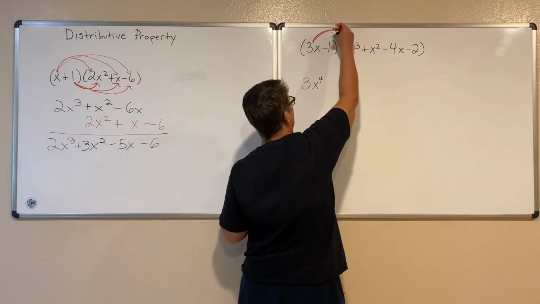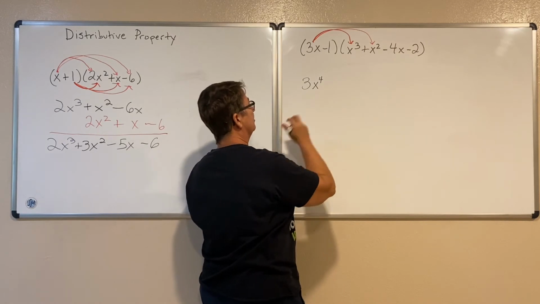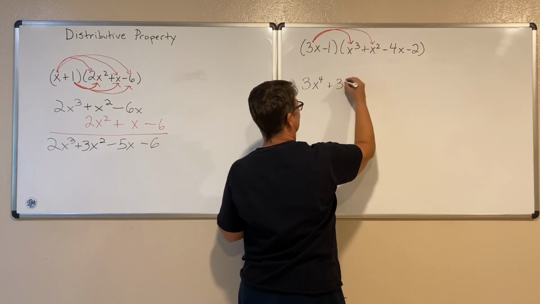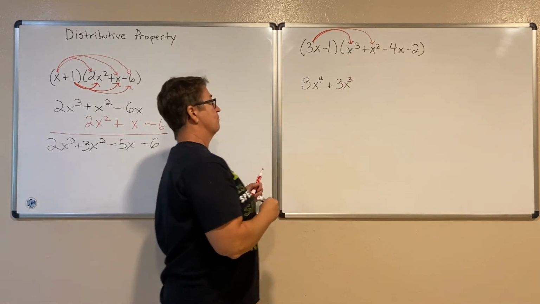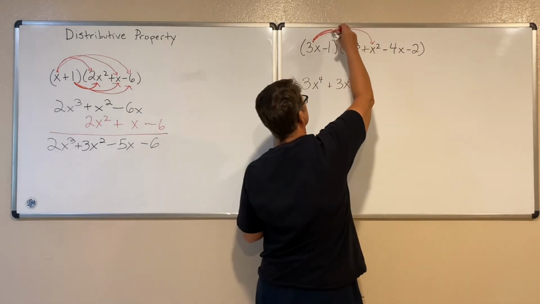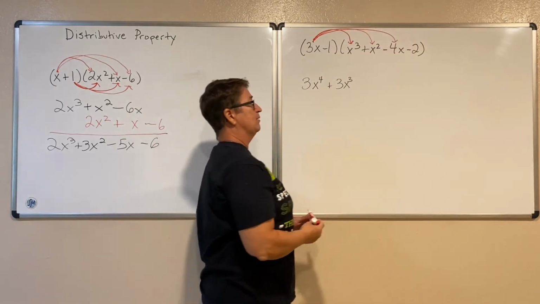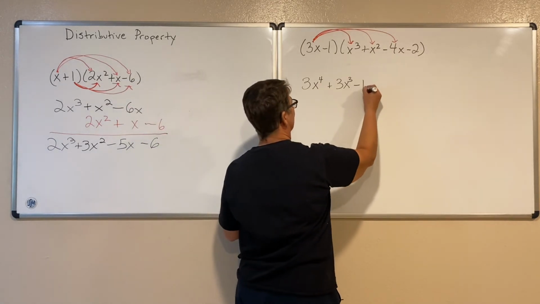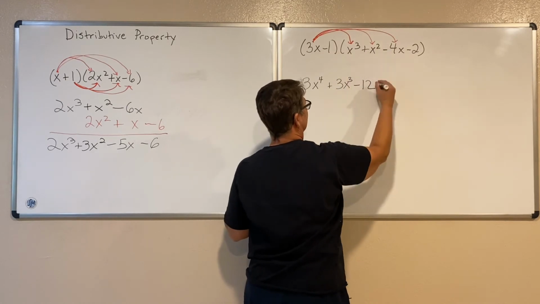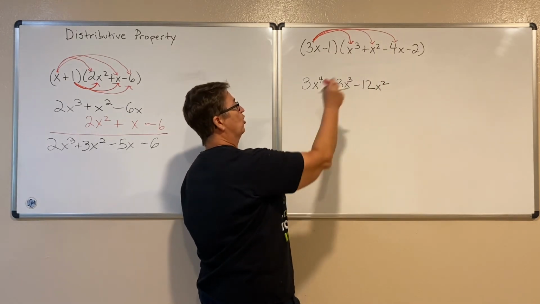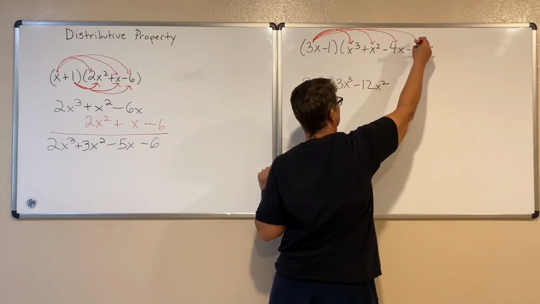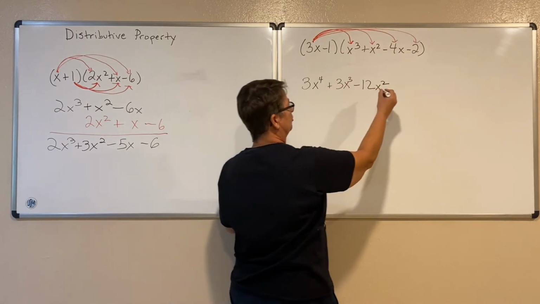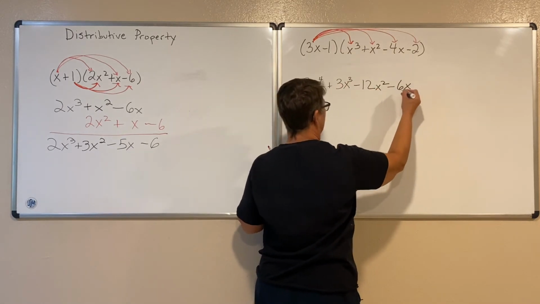Now this 3x has got to multiply times the x squared. So 3 times 1 is still 3. X times x times x is x cubed. This 3x is going to multiply times the negative 4x. Well, 3 times negative 4 is negative 12. And x times x is x squared. And one last term for the 3x to distribute to. So 3x times negative 2, 3 times negative 2 is negative 6 with that x.